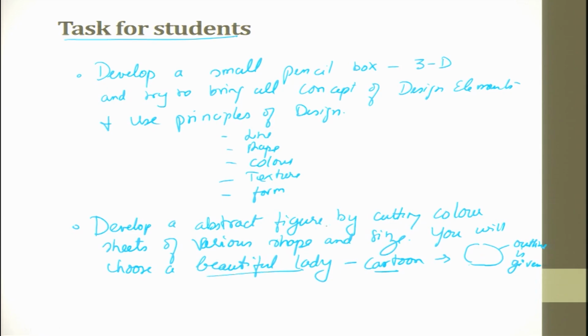Then you will have to try to take different color papers, cut it into shapes whatever you want, and start sticking on top of it, and try to bring in your feeling to the figure. So, please try to do these exercises. When you finish these two exercises, you will start appreciating the importance of color, shape and texture while designing a product. Thank you very much.